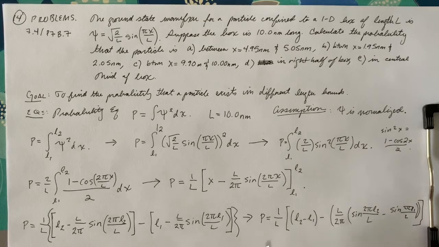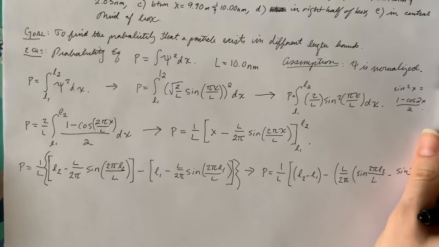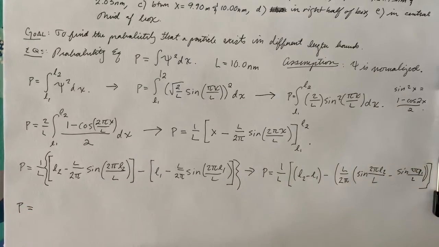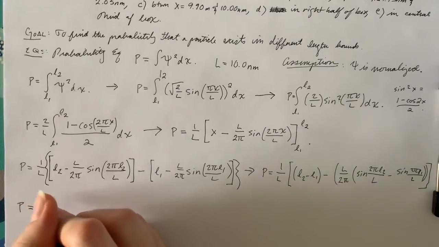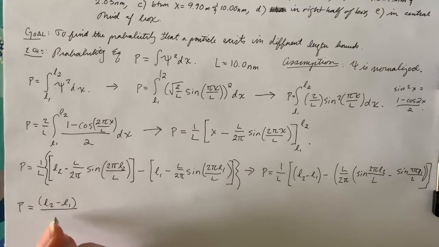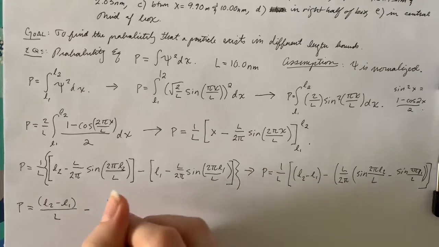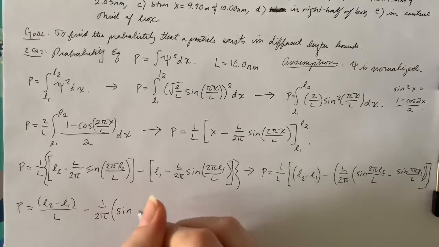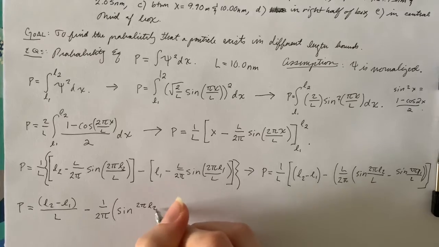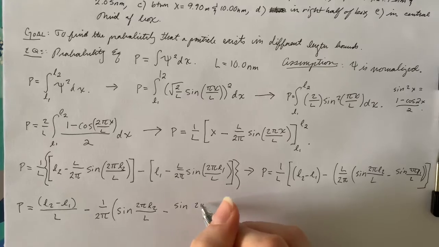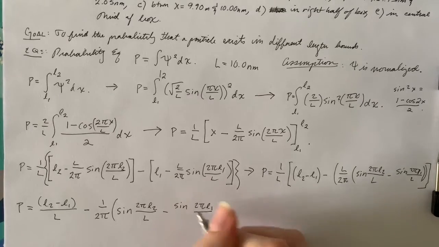And then we can distribute the 1 over L to everything, and then we'll get our probability equation that will make doing the rest a lot easier. So we have L2 minus L1 over L, minus 1 over 2 pi, sine 2 pi L2 over L minus sine 2 pi L1 over L.